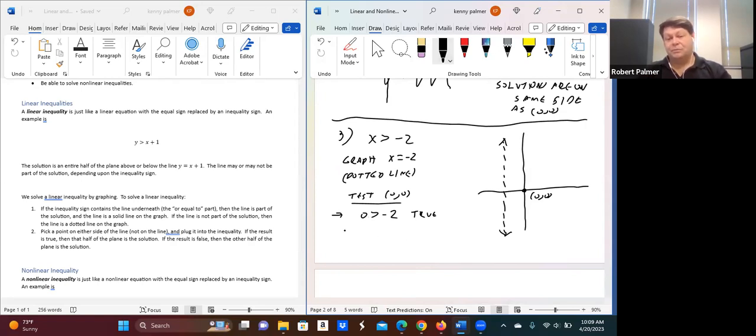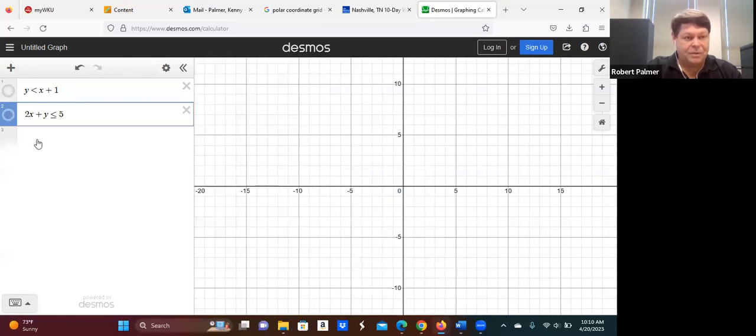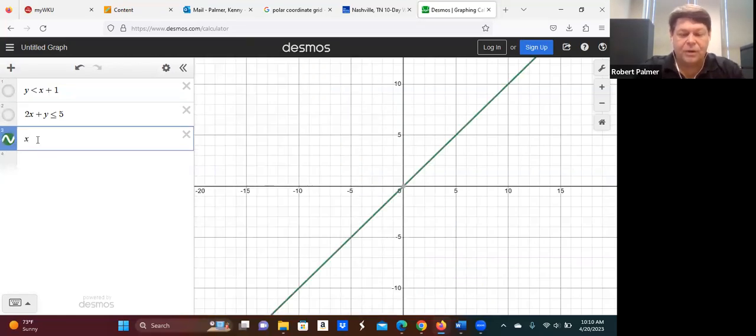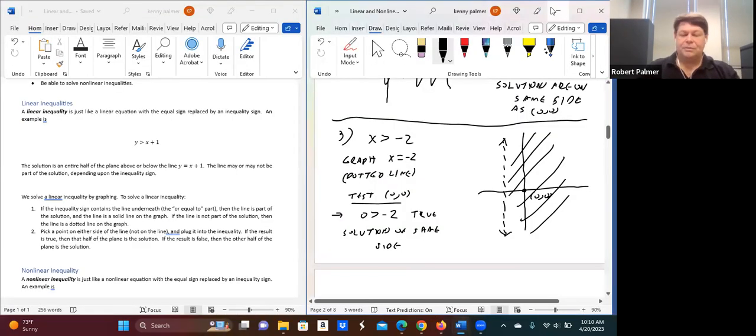And so our solutions are on the same side. Basically, this half of the plane over here. Instead of thinking above or below, in this case we're thinking to the right or the left, but basically the solutions are on the same side as (0, 0). So let's look at that. I said x is greater than negative 2. Yeah, exactly the same thing. Now let's talk about nonlinear inequalities.